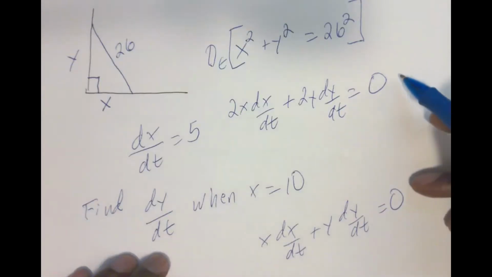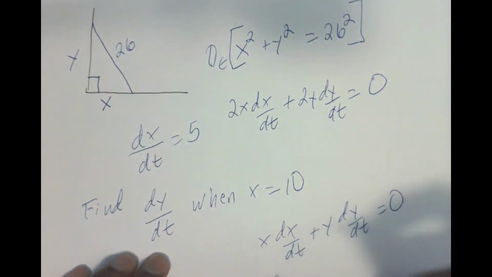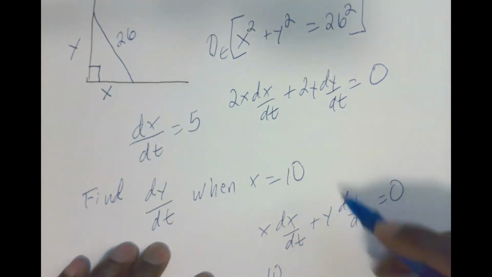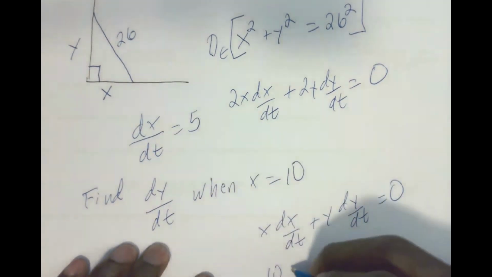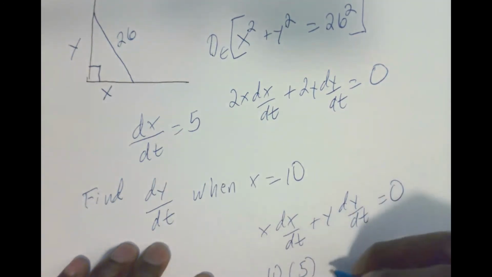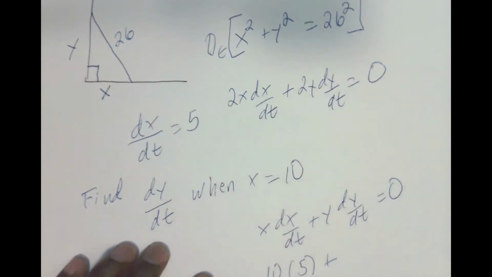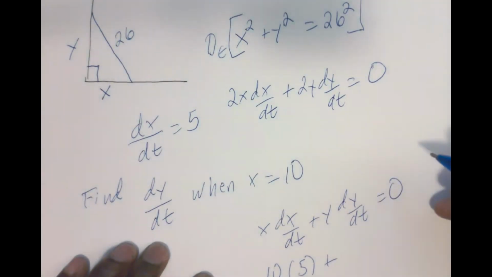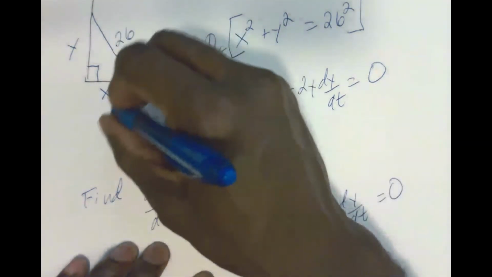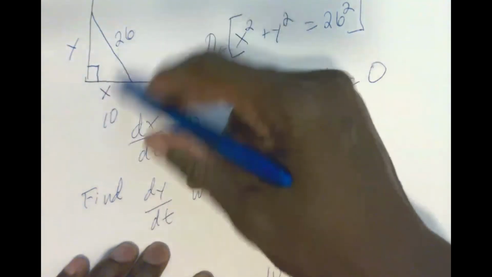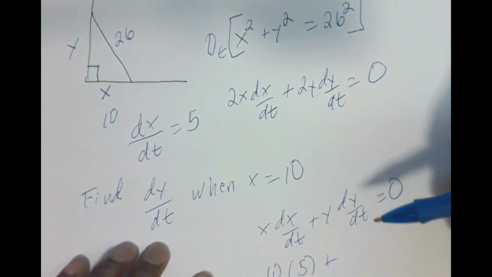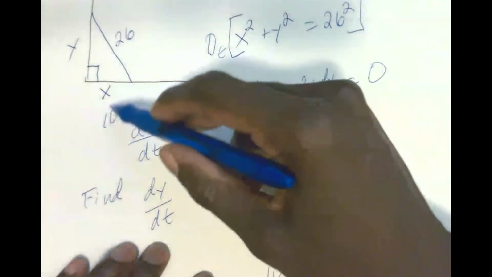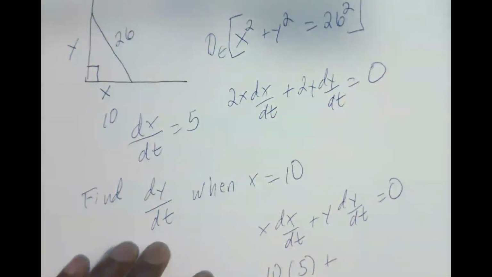So at this particular moment, x is 10. dx/dt was given to be positive 5. Y wasn't given, right? The value of y wasn't given. So we need to be able to figure it out. Well, at this moment, x is 10. So we can easily solve y by Pythagorean theorem. And so if we utilize Pythagorean theorem, we'll find that y is 24. So at this moment, y is 24.